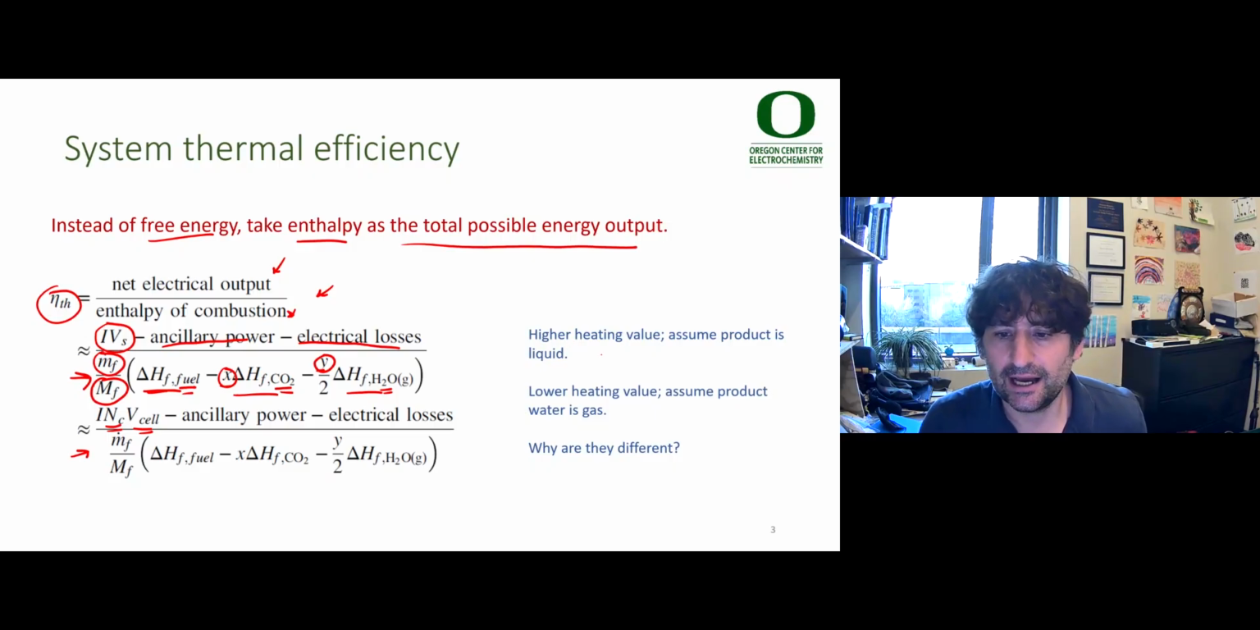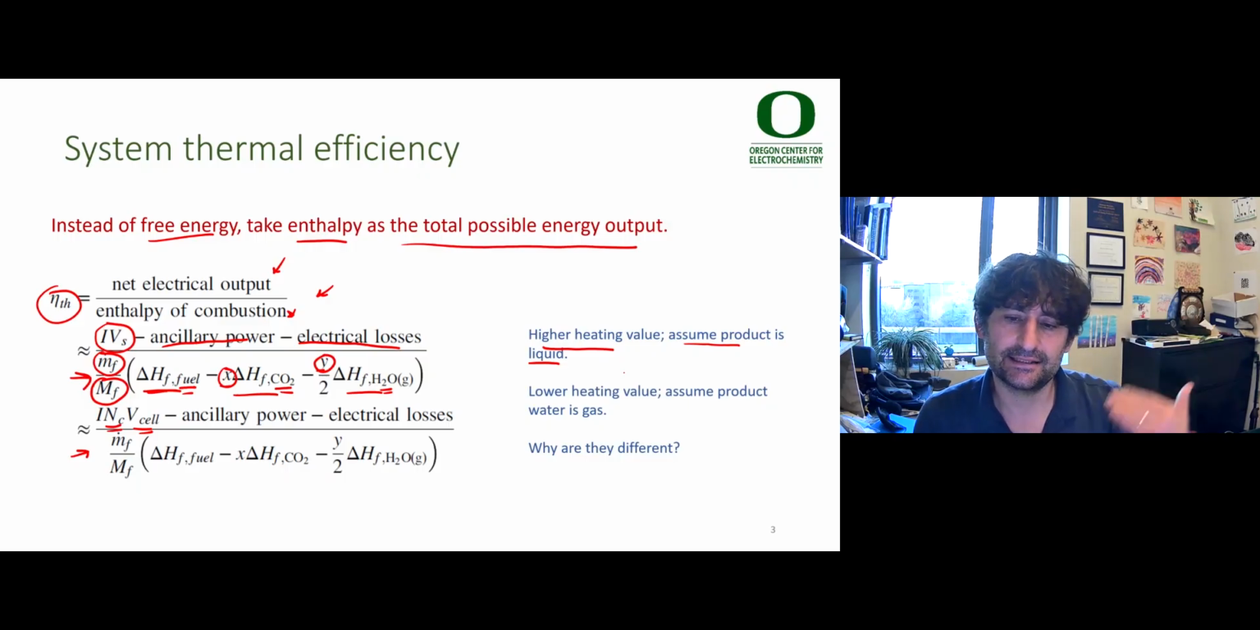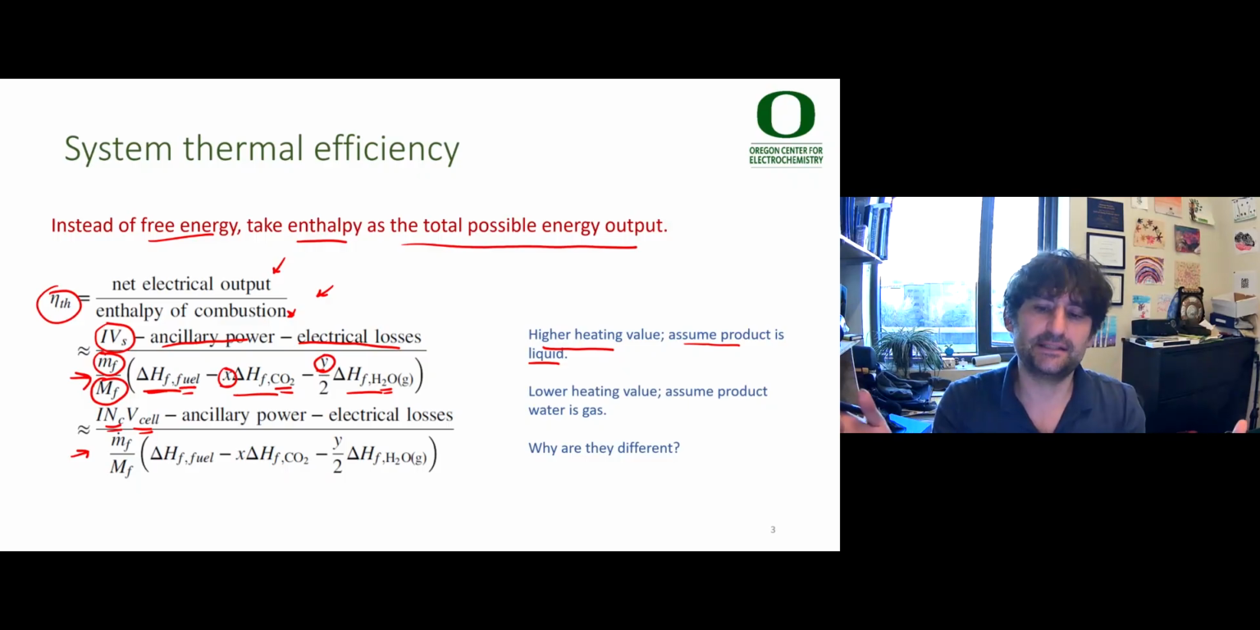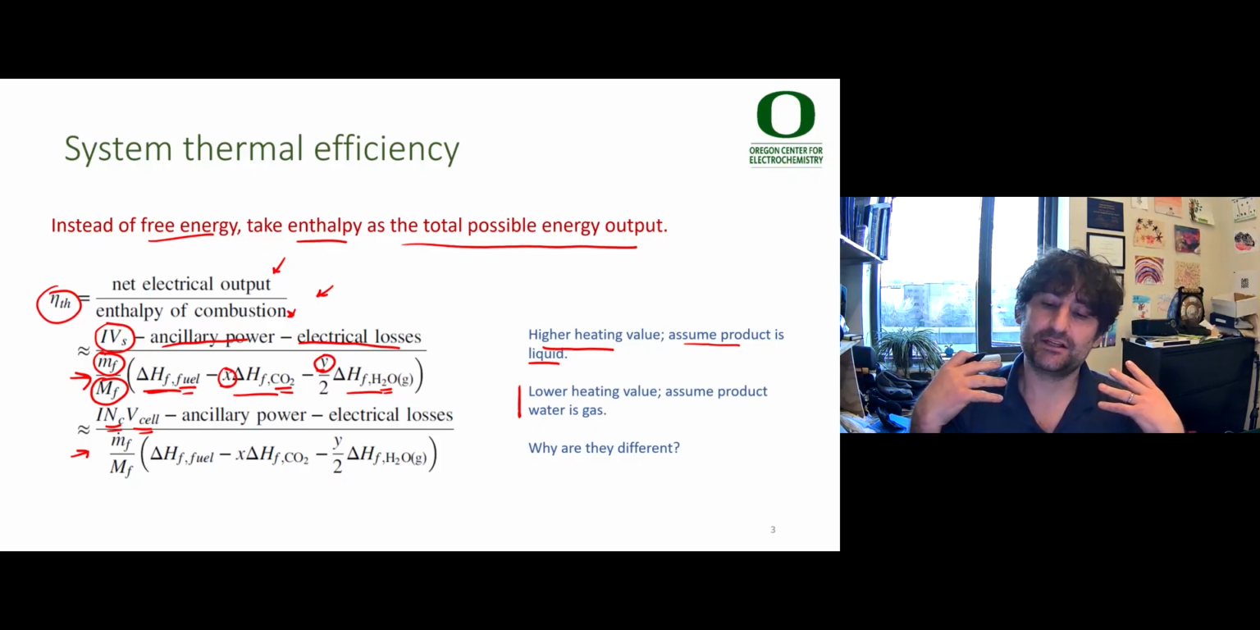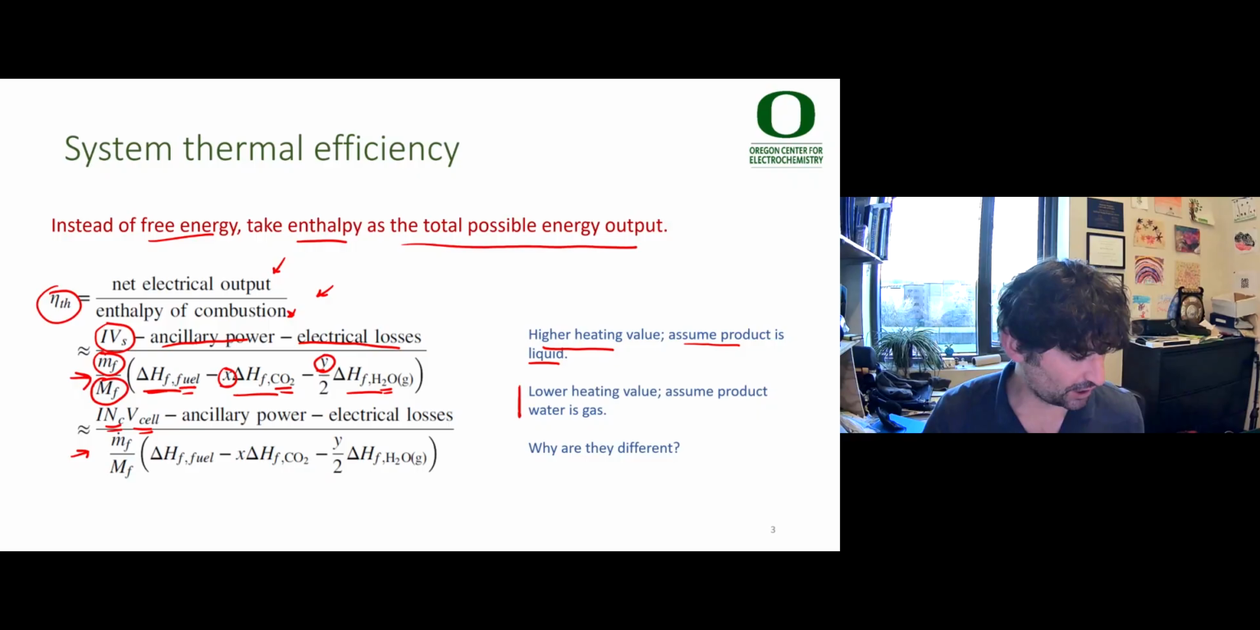One is called the higher heating value. That's where you assume the product is liquid, because when gas condenses to liquid, it releases heat. So you'll get more heat out if your product is liquid. The lower heating value is where you assume the product is gas. And that's because you don't get the enthalpy of vaporization back from your product, so you get less heat out of your system.